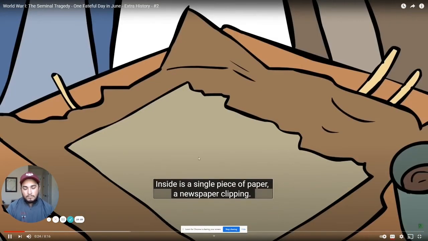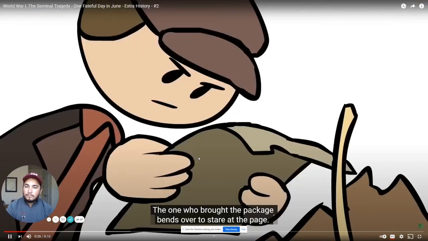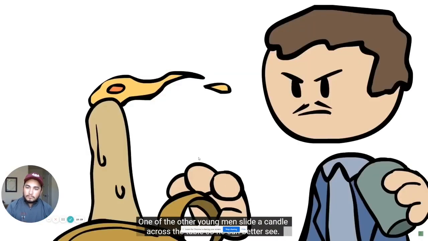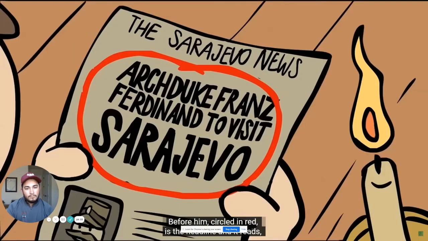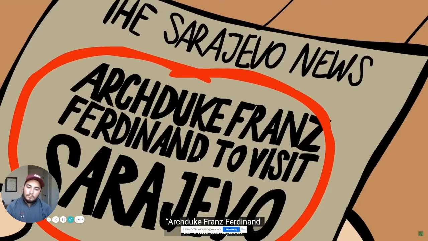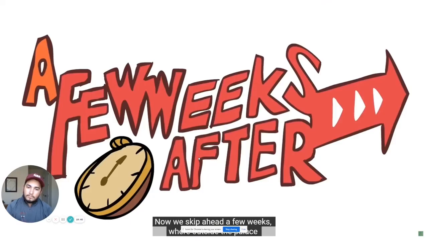Inside is a single piece of paper, a newspaper clipping. The one who brought the package bends over to stare at the page. One of the other young men slides a candle across the table so he can better see. Before him, circled in red, is a headline, and it reads, Archduke Franz Ferdinand to visit Sarajevo.